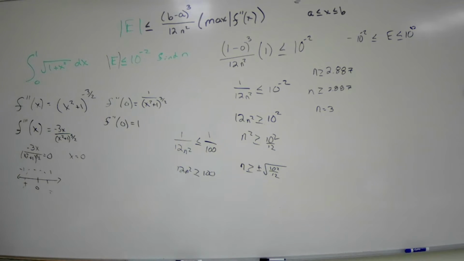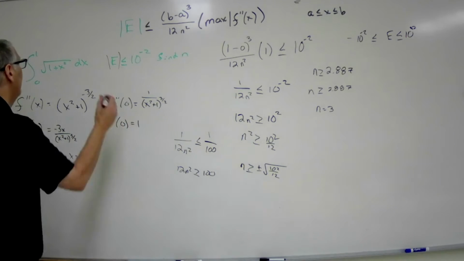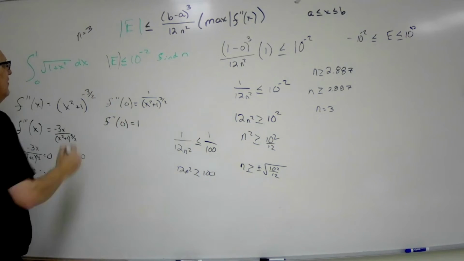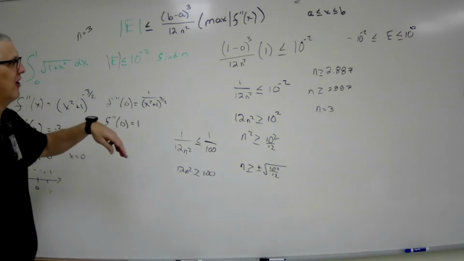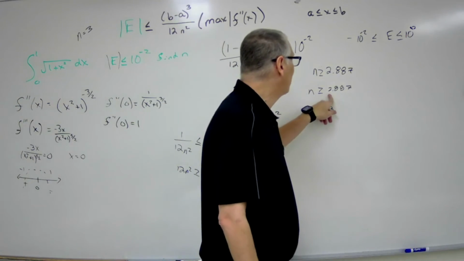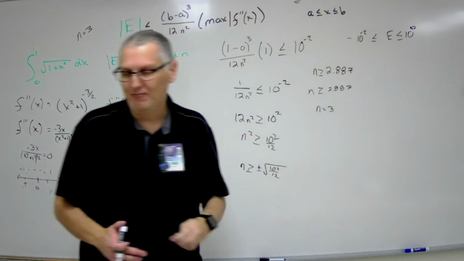Yes, you want me to see another one? Yes, most definitely. After that screw up. Oh wait, we're not even done with this problem yet. All right, so now I know n is 3. Now we need to actually find my estimate, my error. And we know it's going to be plus or minus 2.887, right?